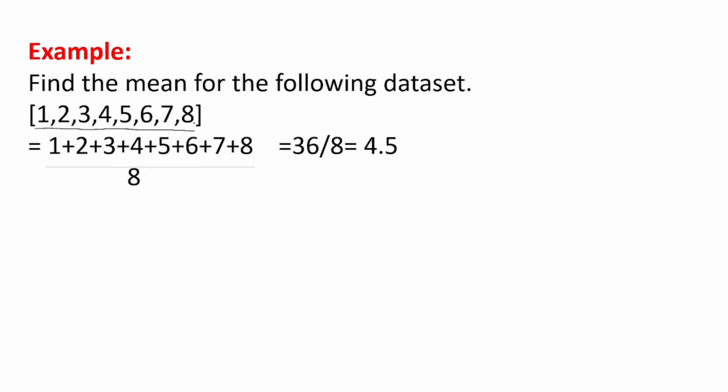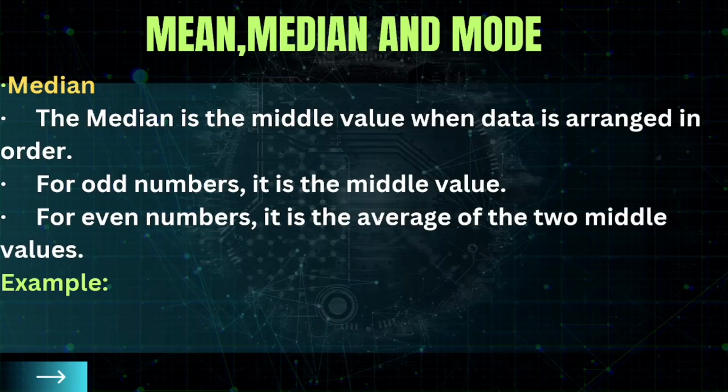So totally we are having how many numbers? 8. So divided by 8. So 36 by 8 is 4.5. This is nothing but the mean value.